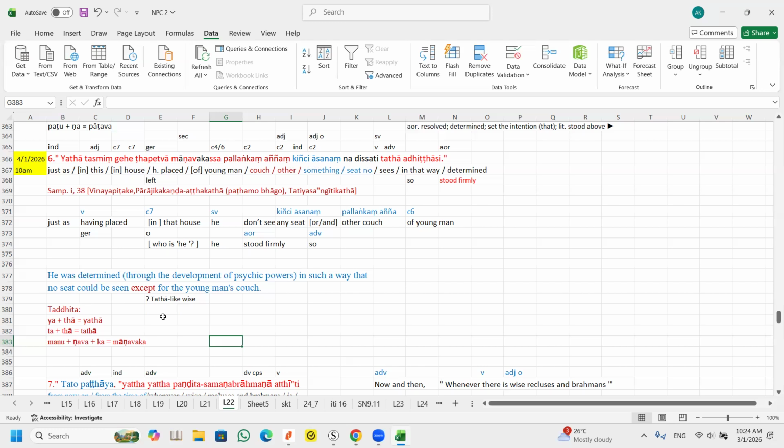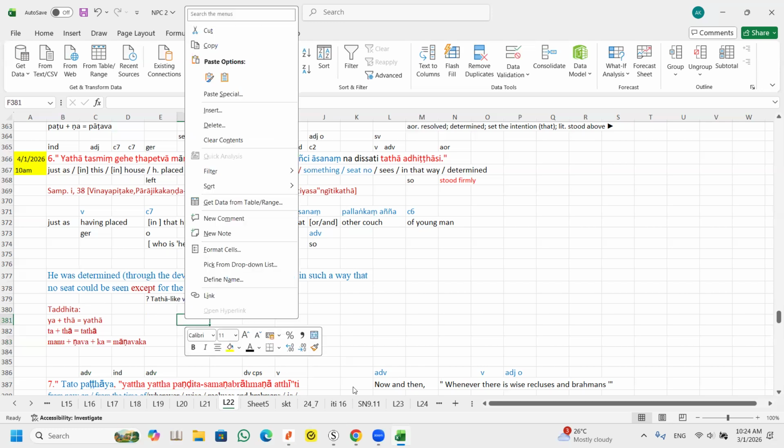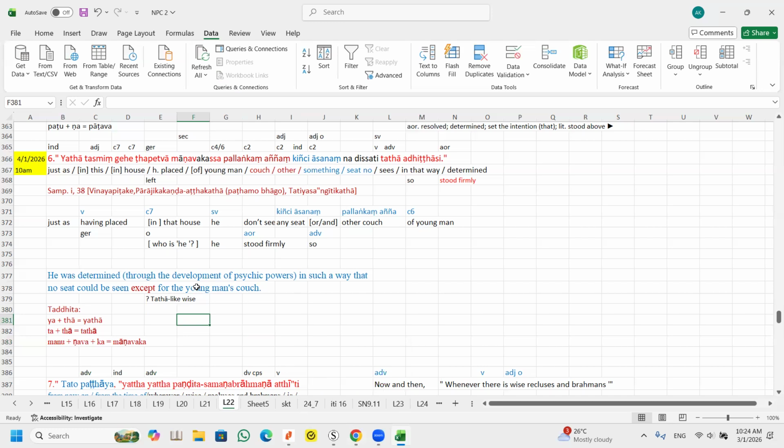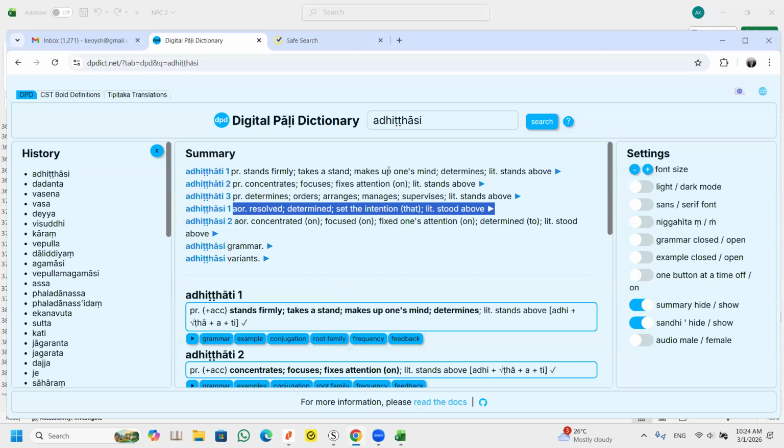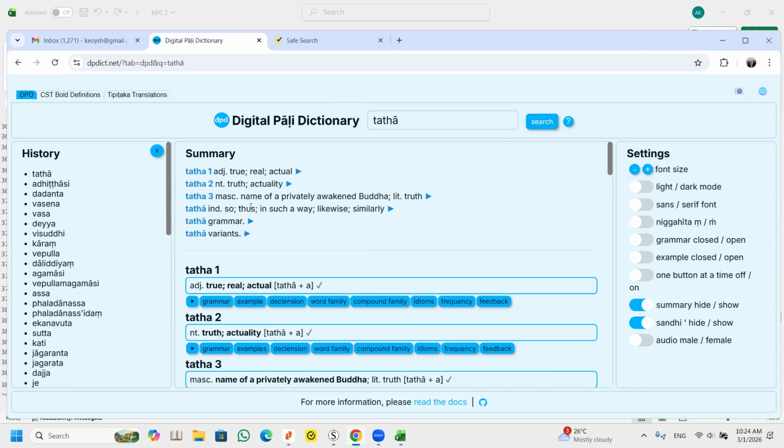And then you look at the except for the young man's couch. So the word except here, the translator took this word, tatha. Now, if you look at this translation, then you know that there is something not so straightforward in it. So I will do the word tatha first. T-A-T-H-A. Tatha. You see the word tatha here is in declension.